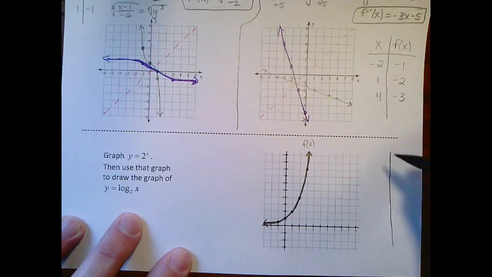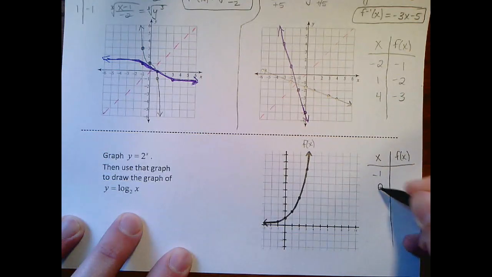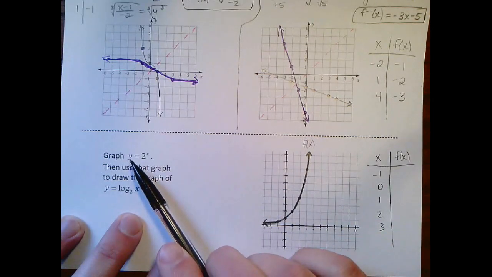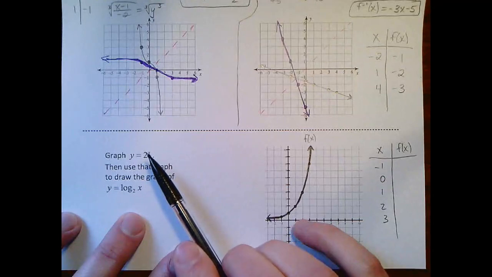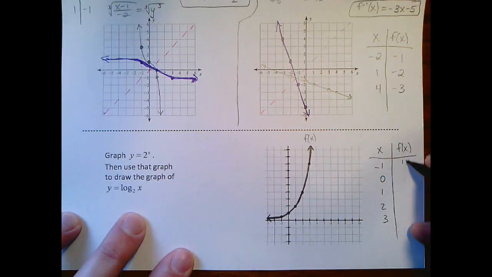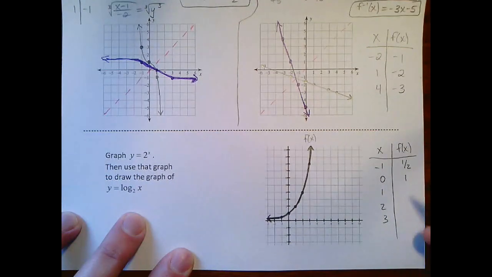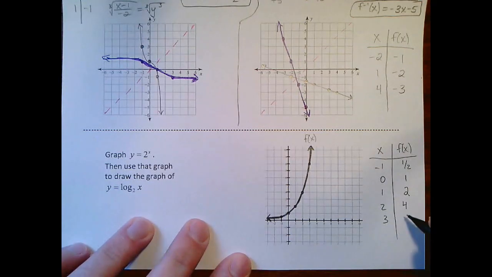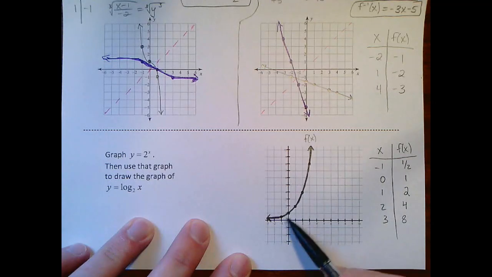So if you want, I can put it over here. So let's say we make a small table. And with this table, we'll call it x and f of x. So then I chose negative 1, I chose 0, I chose 1, 2, and 3 for x. And if I took those and plugged them into the function, which we're calling y equals 2 to the x, then I know that 2 to the negative first is going to be a half. I know that 2 to the 0 is going to be 1. 2 to the first is going to be 2. 2 to the second is going to be 4. And 2 to the third is going to be 8. So I took these points, negative 1, a half, 0, 1, 1, 2, 2, 4, 3, 8, and I graphed them onto the graph here.